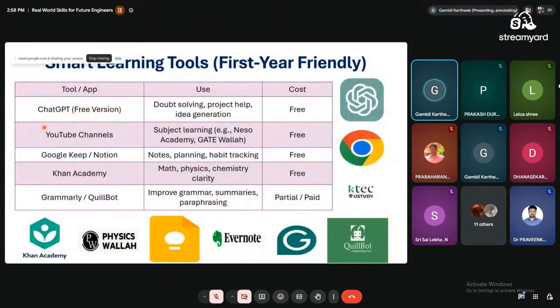Okay, next one is today's tools. I need not tell you much about them, but I'll quickly introduce them to you. ChatGPT: you have a free ChatGPT and a paid ChatGPT. Just ask it a simple doubt, and it will give you hundreds and hundreds of pages. But you have to ask in a proper way.